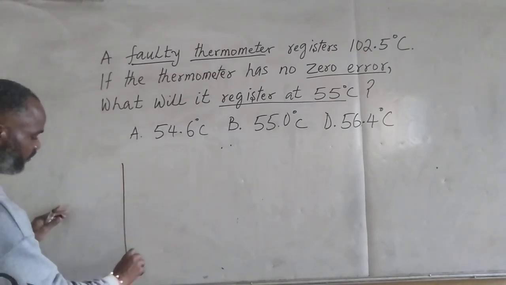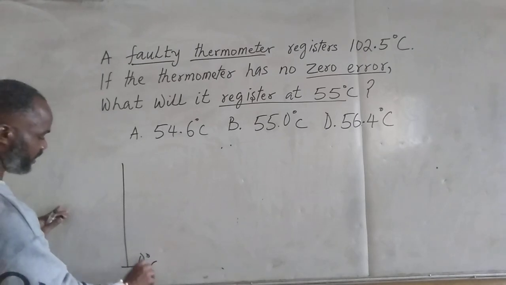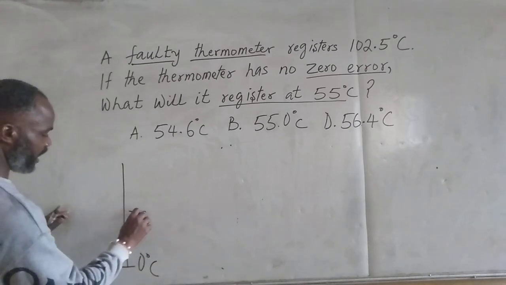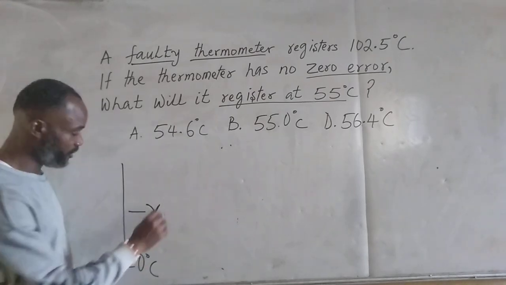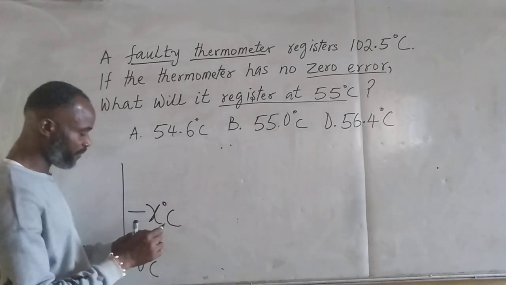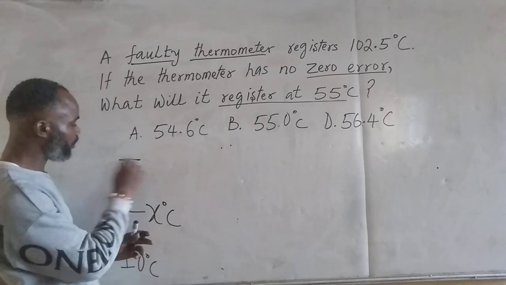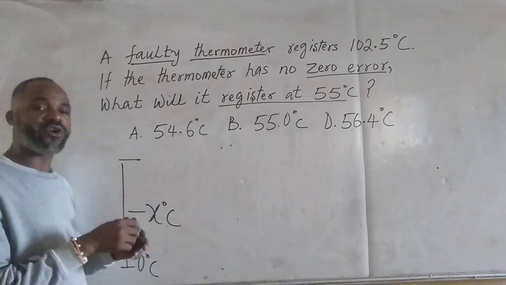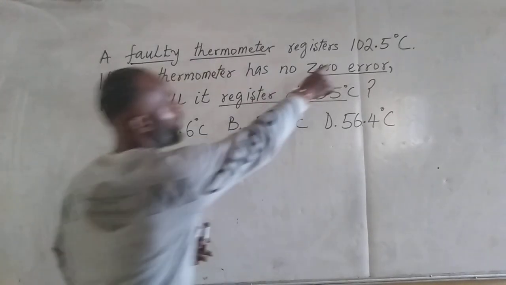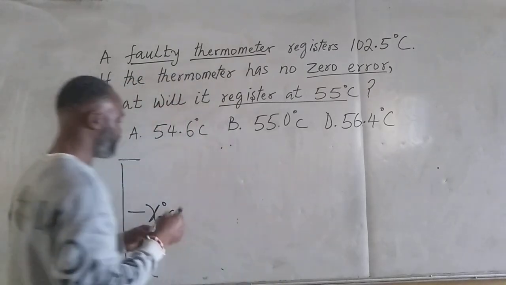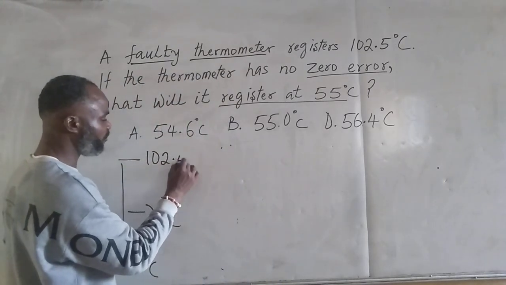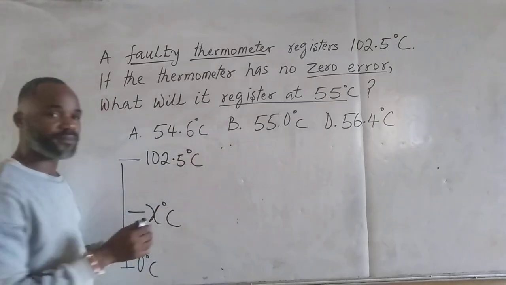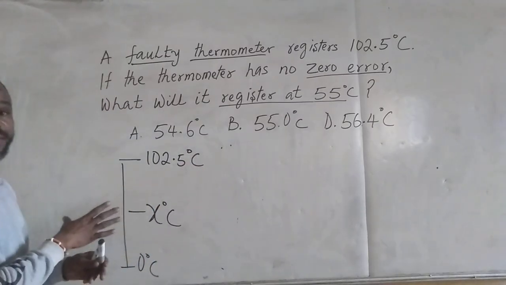At this point we have 0 degrees Celsius. The calibration here, we represent with x degrees Celsius. And then the highest point here is where, instead of 100 degrees Celsius, we have 102.5 degrees Celsius. Look at it, that's the first diagram.